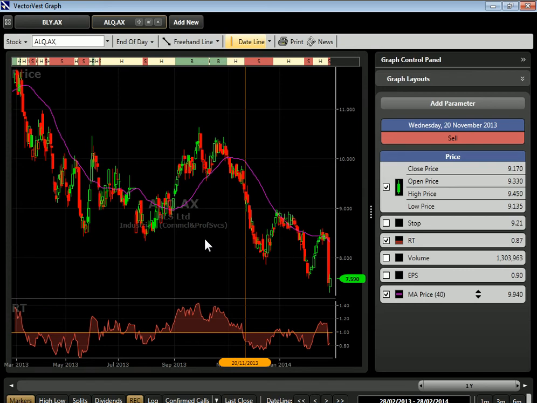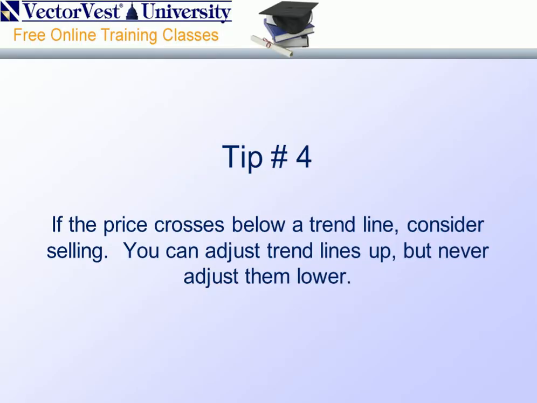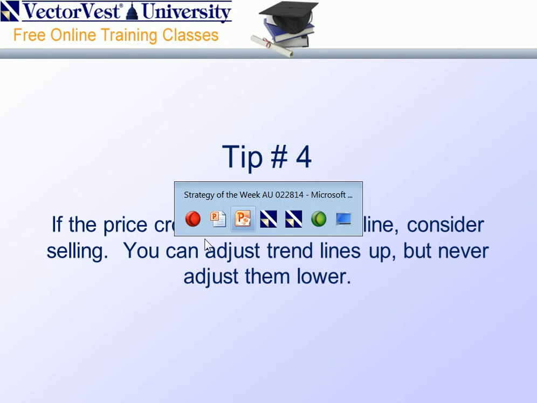So let's move right back into our tips. Tip number 4 is if the price crosses below a trend line, consider selling. You can adjust trend lines up, but never adjust them lower. Of course, we're talking about long positions in this case. So let's jump right back into the stock graphs.